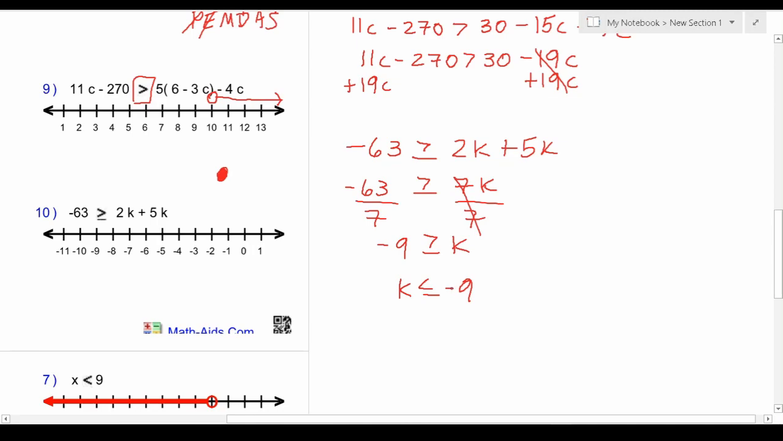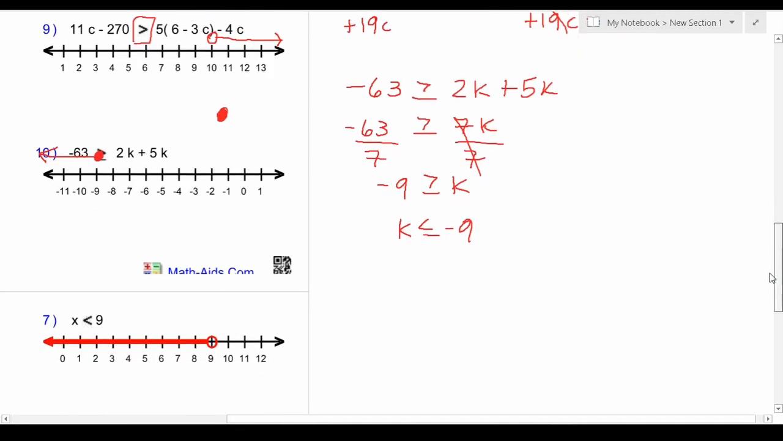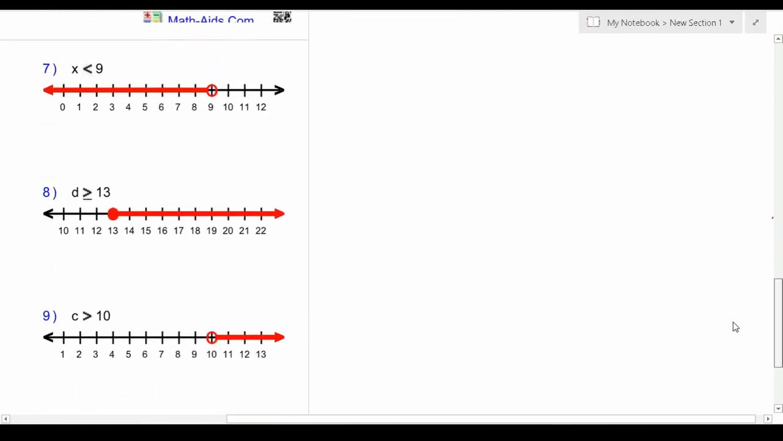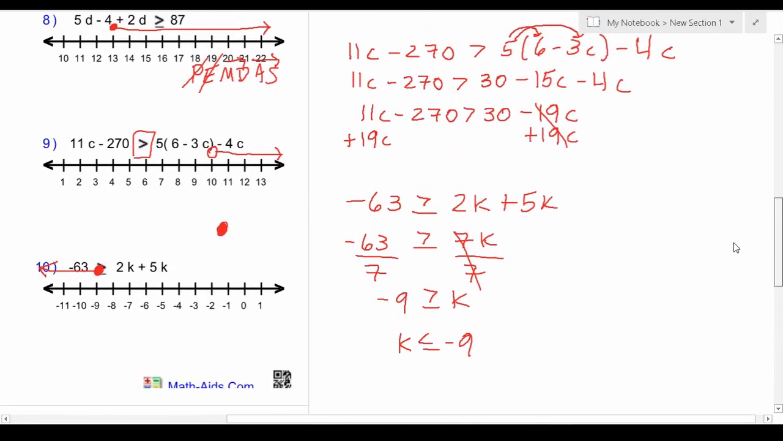In terms of plotting this on the number line, we start by placing a closed circle over negative 9. And again, we're looking for all the values of k that are less than negative 9. So the direction of our arrow is going to go to the left. And let's see. Yep, so that's it for this video.